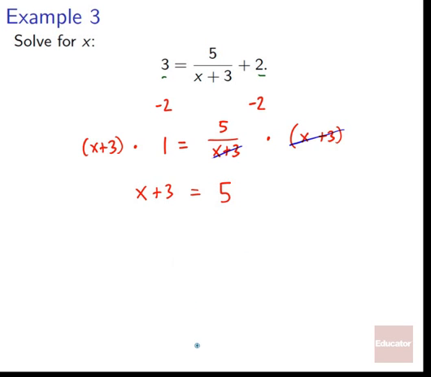Now we ask ourselves, how can I get that x alone? Oh, it's not too hard from here. We just subtract 3 from both sides, minus 3, minus 3. We get x equals 2. And there is our answer.